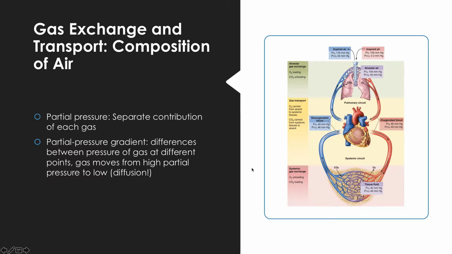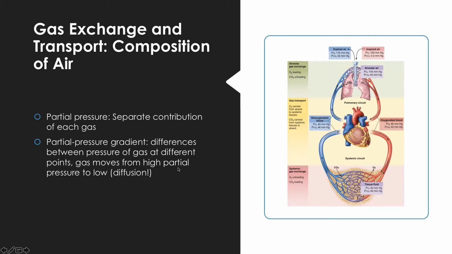Okay, so remember that partial pressure refers to the separate contribution of each gas to the total pressure of a mixed gas. So if I have a volume of gas that's 1 liter and it's 70% oxygen and 20% carbon dioxide, the partial pressure of oxygen in that liter of gas is higher. So a partial pressure gradient is when there are differences between gas pressures at different points. So gas moves from high partial pressure to low partial pressure, and that is just simple diffusion.